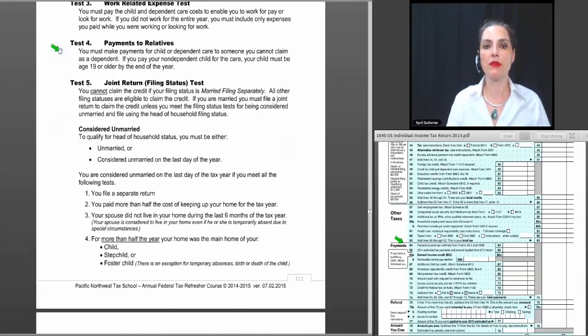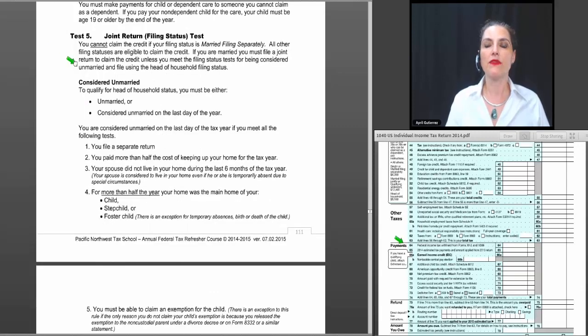You must make payments for child or dependent care to someone you cannot claim as a dependent. If you paid your non-dependent child for the care, then the child must be age 19 or older by the end of the year. Test number 5 is the joint return test. You cannot claim the credit if your filing status is married filing separate. All other filing statuses are eligible to claim the credit.